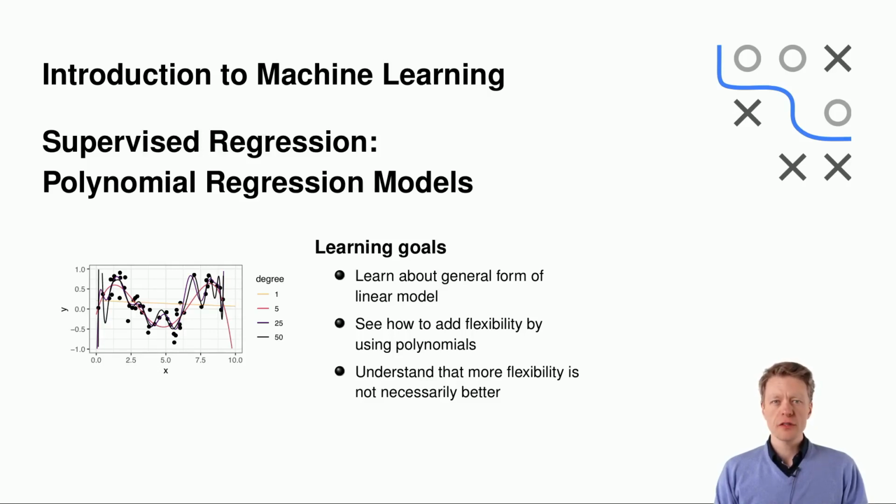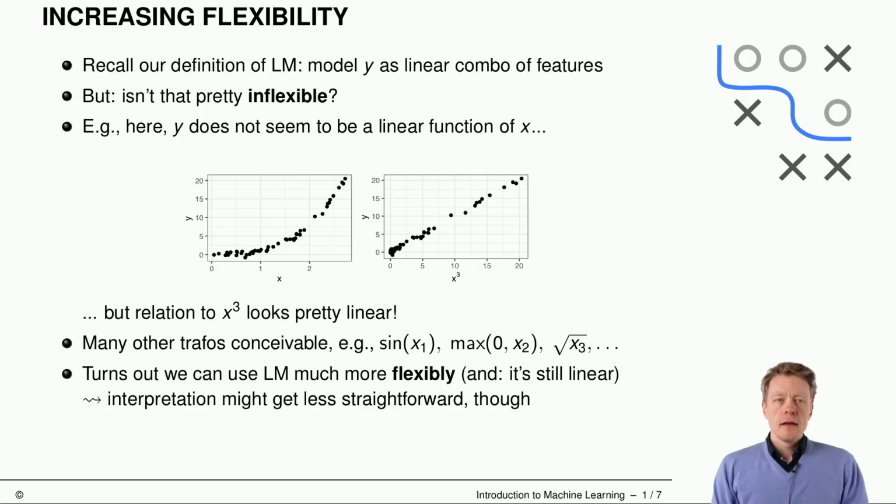You will learn about the general form of a linear model. You will see how to add flexibility by using polynomials, and you will understand that more flexibility is not necessarily better. If you think about the definition of the linear model, then you will know that the linear model is just a combination of features. And you can ask yourselves if that isn't perhaps too inflexible.